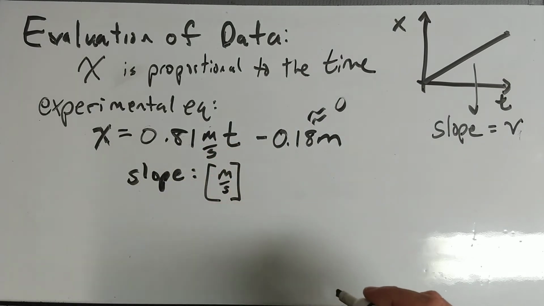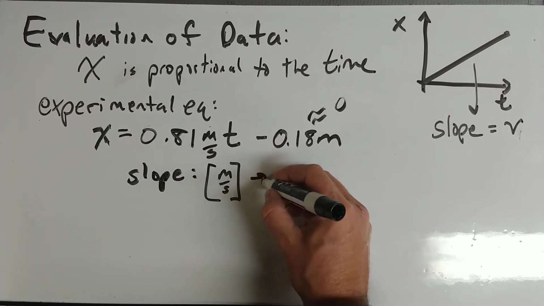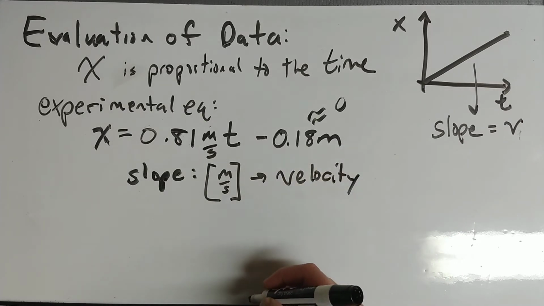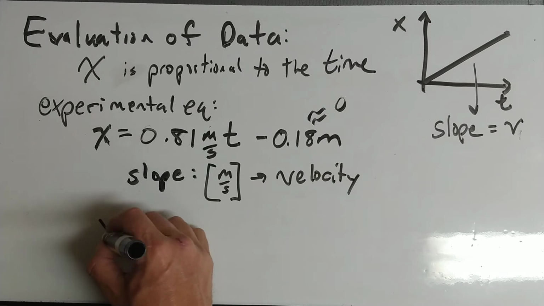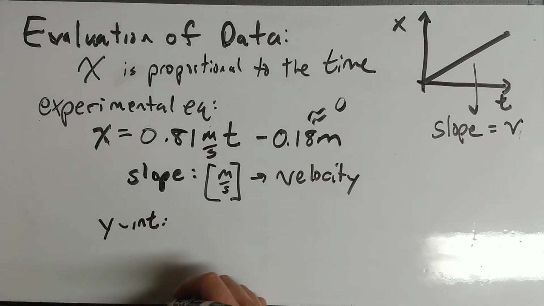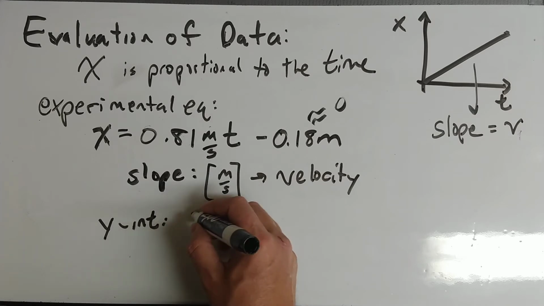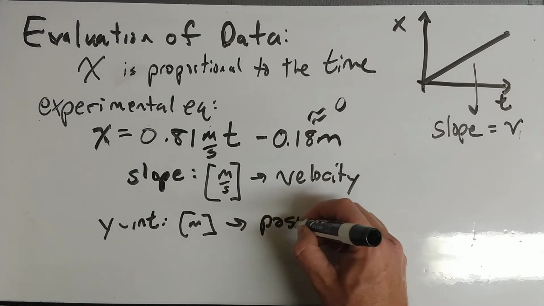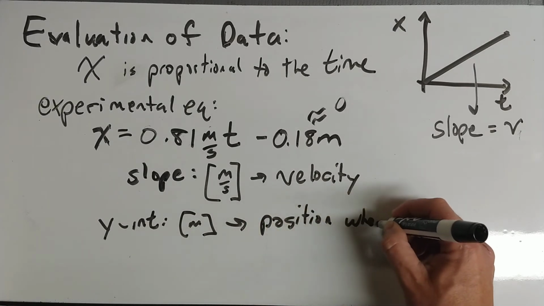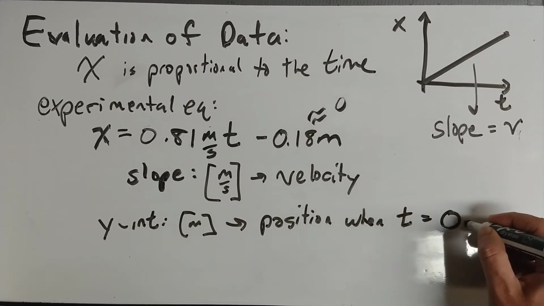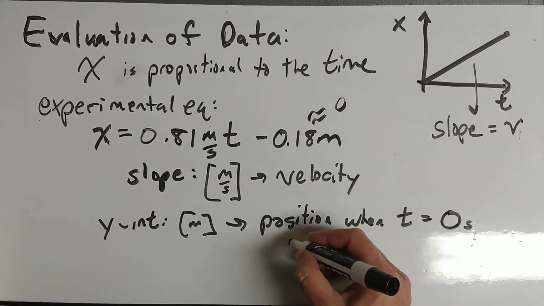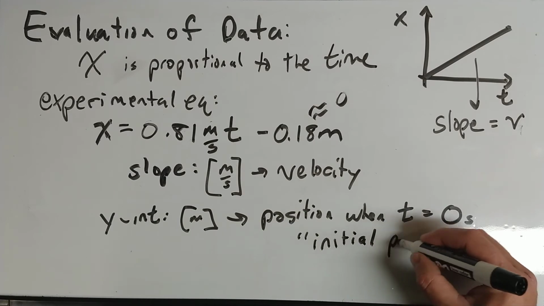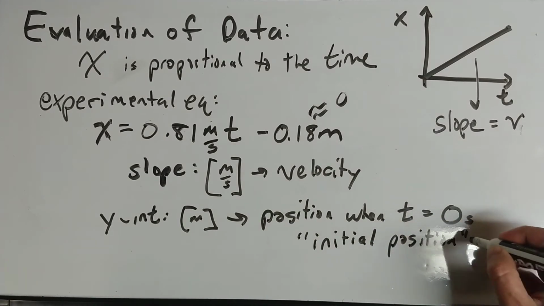So the slope is meters per second. This indicates that it's a velocity. The y-intercept has units of meters. It's a position. Really, it's the position when time equals 0 seconds. We give that a name. We call that the initial position.